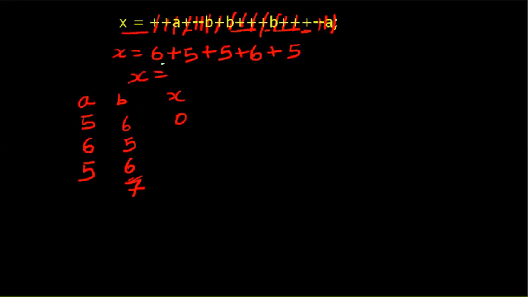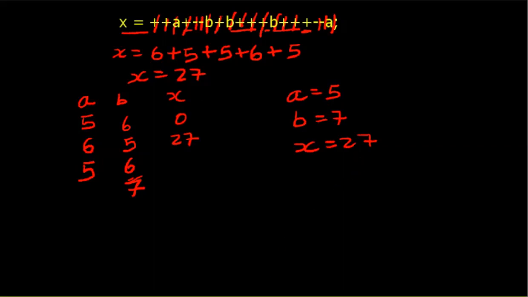So x equals 6 plus 5, 11, 11 plus 11 plus 6, 11 plus 5, which will be 16, 16 plus 6, 22, 22 plus 5, 27. So x equals 27. So this will become the new value of x. Now when we do System.out.print a, our value of a will be equal to 5. When we do System.out.print b, value of b will be equal to 7. And when we do System.out.print x, the value of x will be equal to 27.